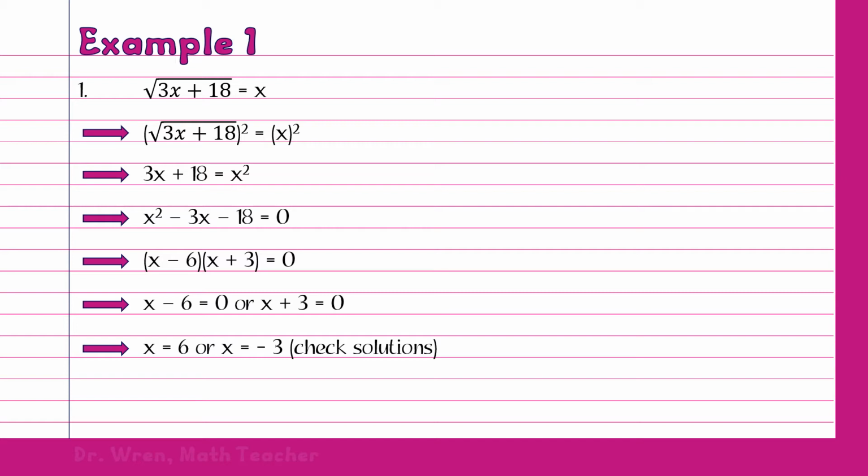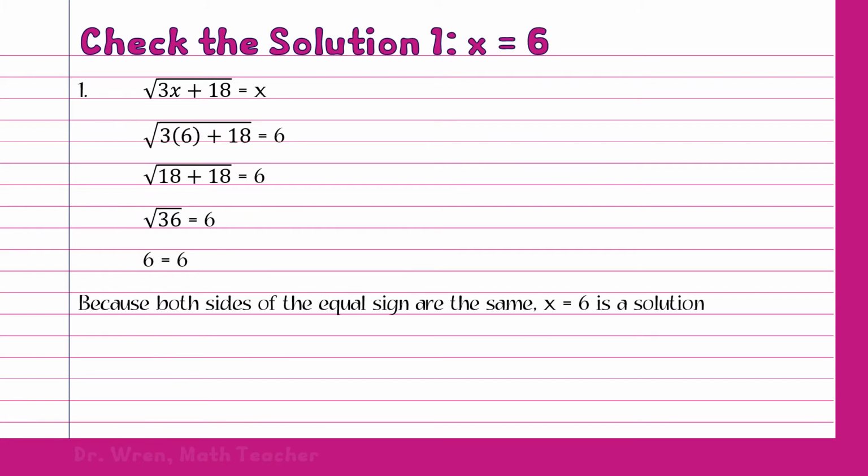Now, check both solutions. Start with the original equation, the square root of 3x plus 18 equals x. Wherever you see x, put 6. The rest is just algebra. So we get a final equation of 6 equals 6. Because both sides of the equal sign are the same, x equals 6 is a solution.